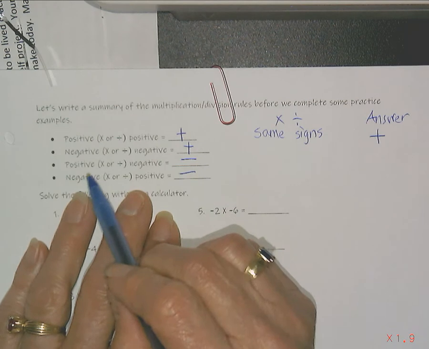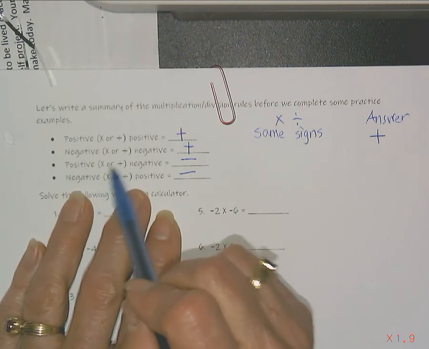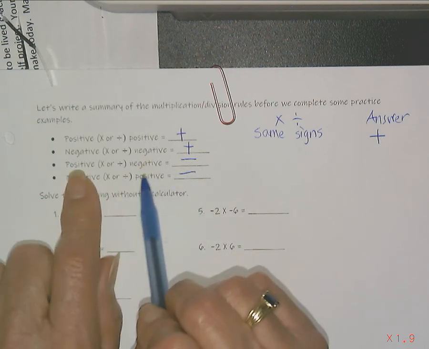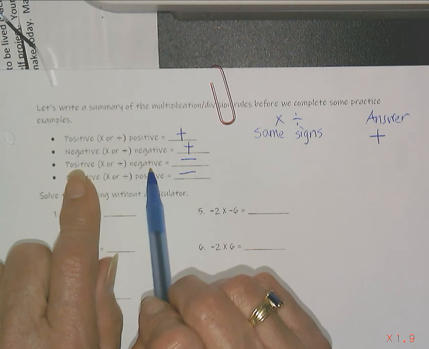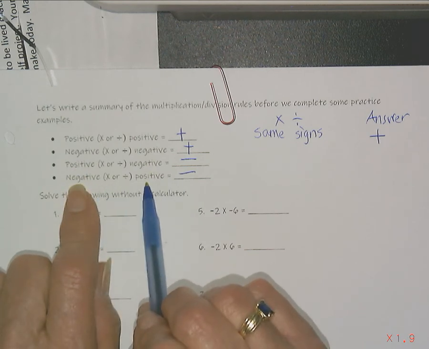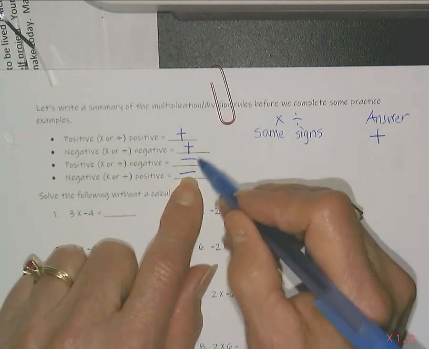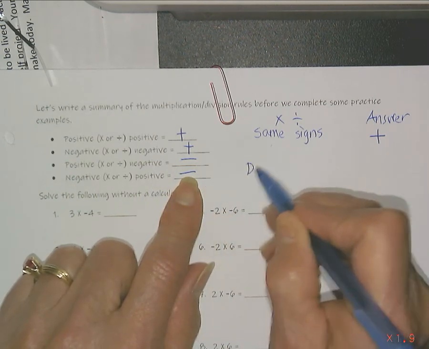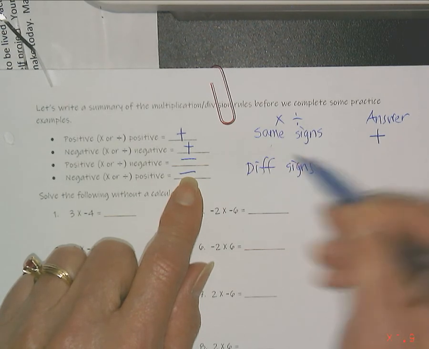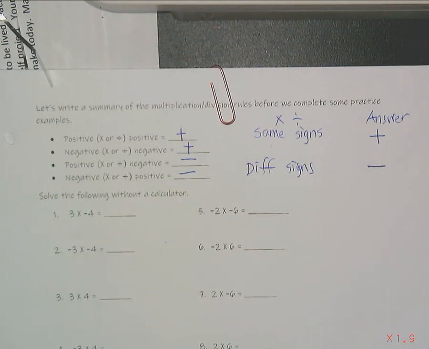But look at this third scenario. A positive multiplied or divided by a negative gives us a negative. You see here we're dealing with two different signs. Or a negative multiplied or divided by a positive, where our signs are different. Our answer was negative in both situations. So if you have different signs with the numbers you're multiplying or dividing, your answer will be negative.